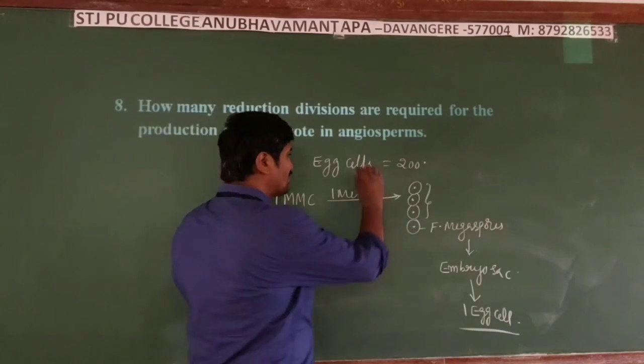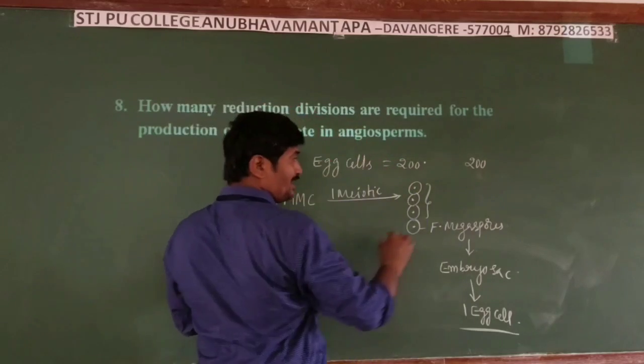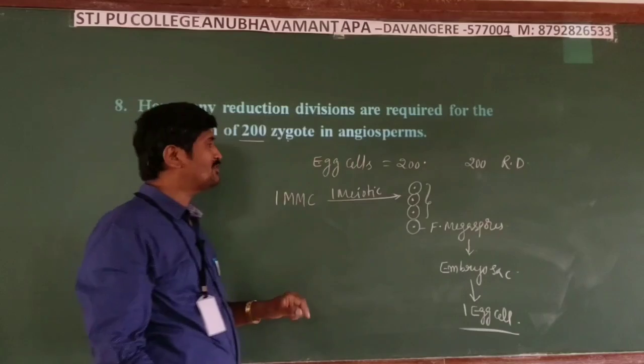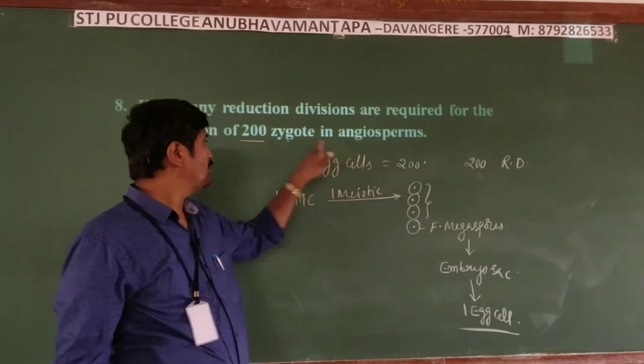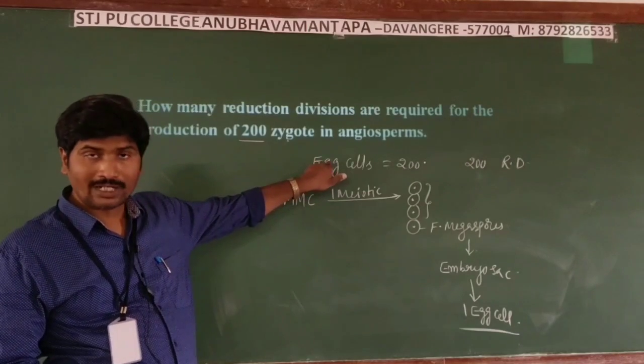That's why 200 reduction divisions are required for the formation of 200 egg cells.